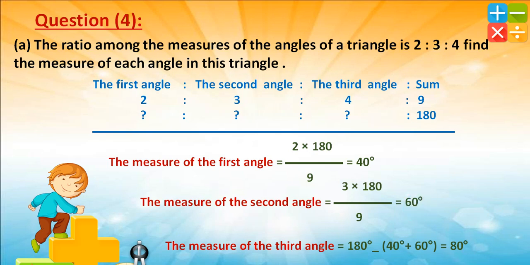We can calculate it by two methods. Multiplying 4 by 180 and divided by 9, or we can subtract the sum of those two angles from 180. We know that the sum of the three angles of the triangle equals 180 degree. So 180 degree minus the sum of 40 and 60 equals 80 degree. Both are right.